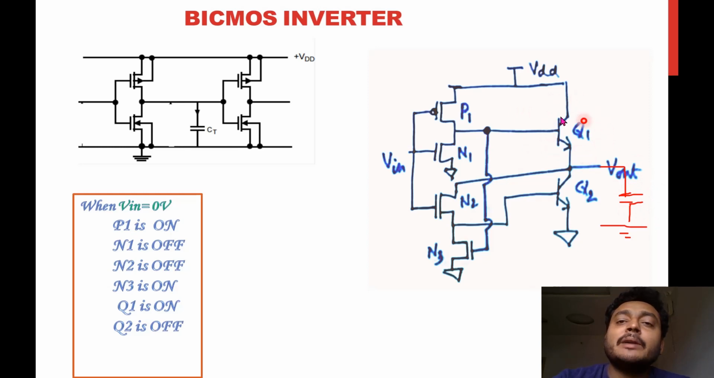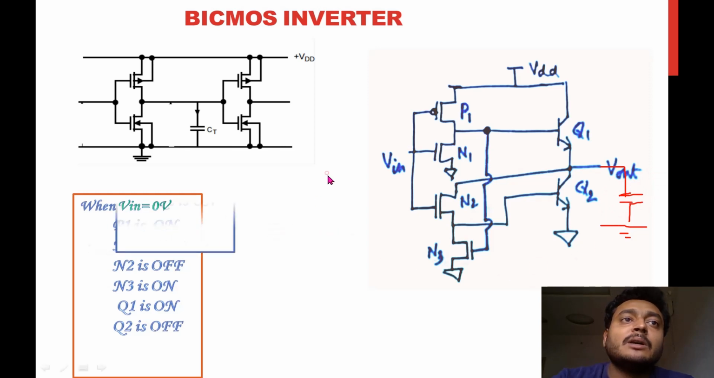Since we are having a very large current, almost 100 times, as I told you, IC is equal to beta times IB, this base current will be almost increased. So you're going to get a larger current. It is going to charge this load capacitance very fast.